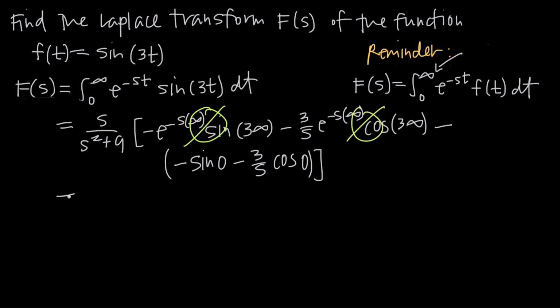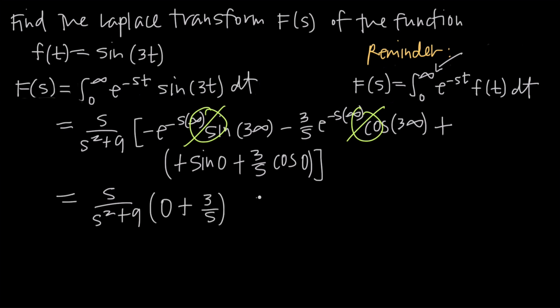And so then what we're left with is s over s squared plus 9. This negative sign here has to be distributed across the sine of 0 and negative 3 over s cosine of 0. So because both these terms are negative, this negative sign is going to cancel with both of these negatives and turn them into positives. So then we're multiplying by sine of 0 is going to be 0. Cosine of 0 is 1. 1 times 3 over s is 3 over s.